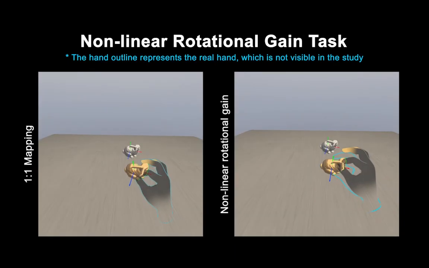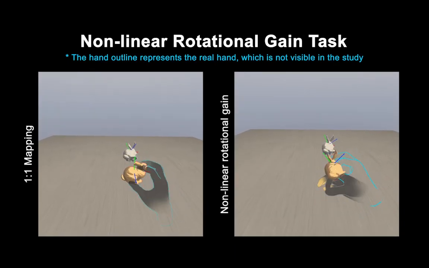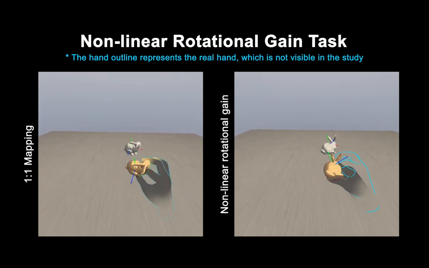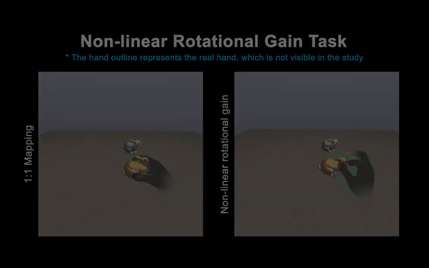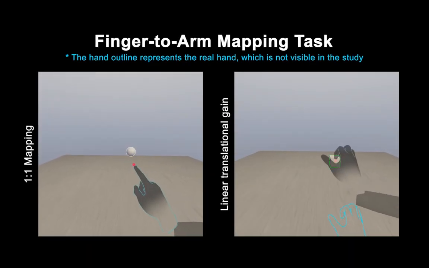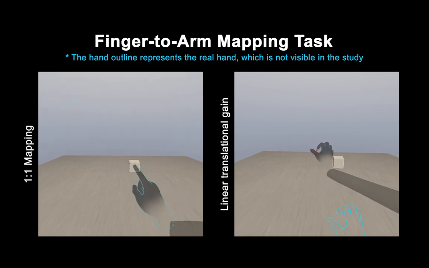The second task requires users to rotate a 3D bunny to a target orientation, with or without a non-linear rotational gain. The third task requires users to select a target with direct touch or finger-to-arm mapping.